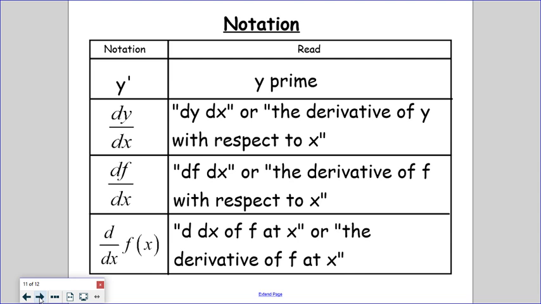If your function was called f instead of y, you would say df dx, the derivative of f with respect to x. Or they can move that to the side, d dx of f of x. And again, you could replace that with y. It could be d over dx with a y here instead of an f of x. So f of x and y are always interchangeable. And that's just all different ways that they can note to ask you to do a derivative or to indicate a derivative.